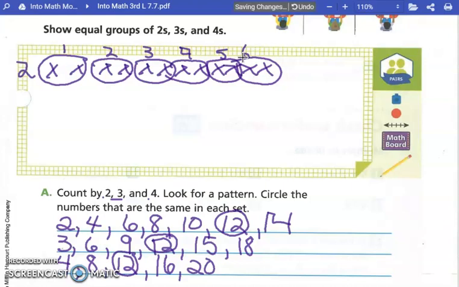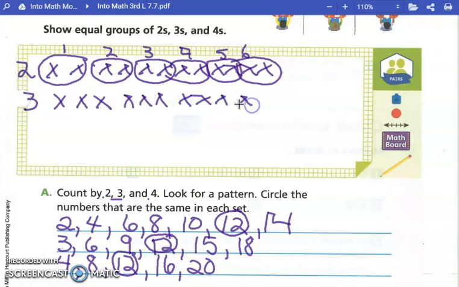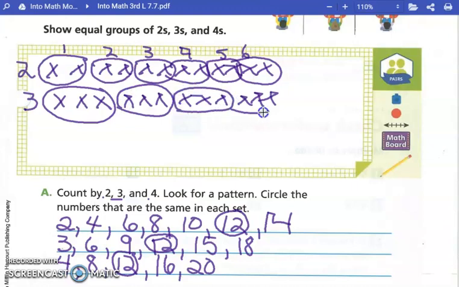If you're at home, go ahead and stop your recording and catch up if you need to. Okay, so now we're going to do multiples of 3. So we're going to make 12 X's again. And this time we're going to circle groups of 3. How many groups of 3 should we have? 4. Let's see. 1, 2, 3, 4.